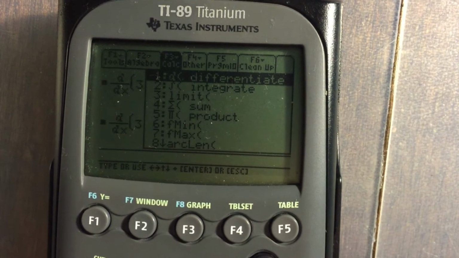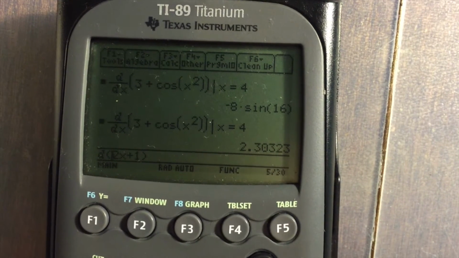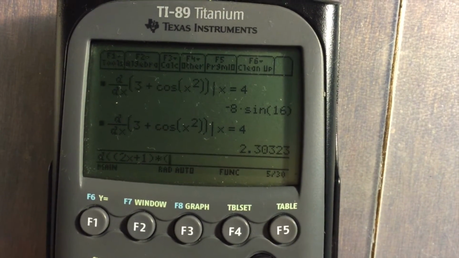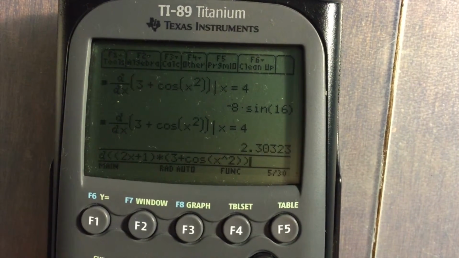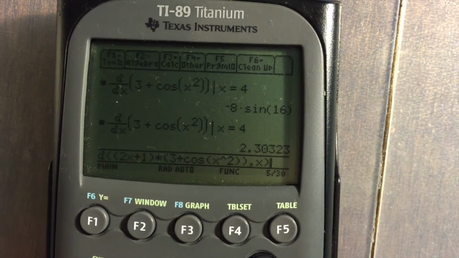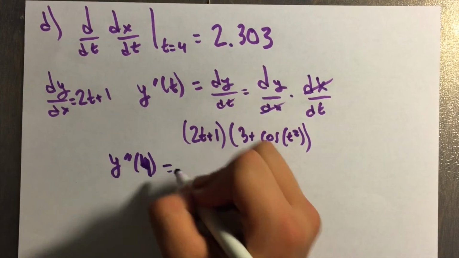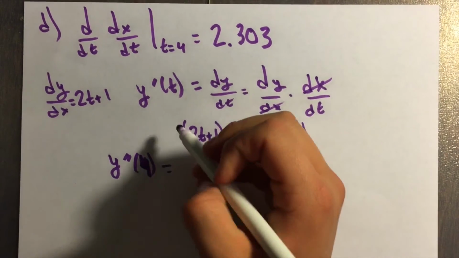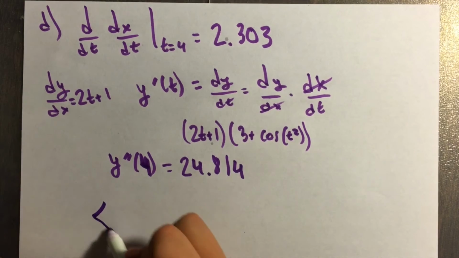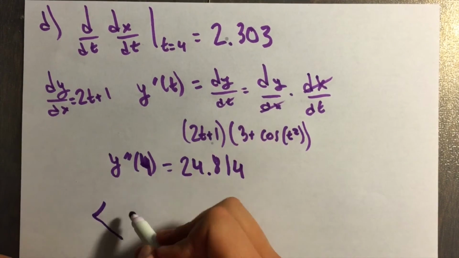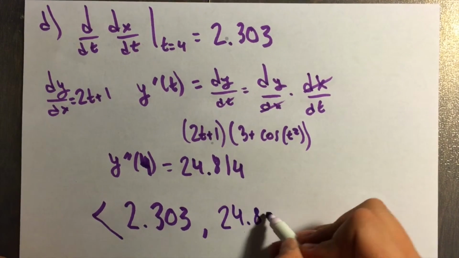We must now differentiate (2x plus 1) times (3 plus cosine of x squared), 4x, and then evaluate that at x equals 4. So that gives us a value of 24.814. So now our acceleration vector is the x part, 2.303, followed by 24.814.